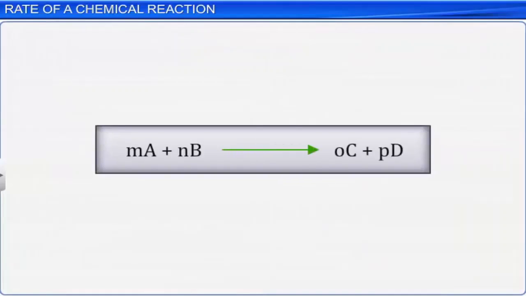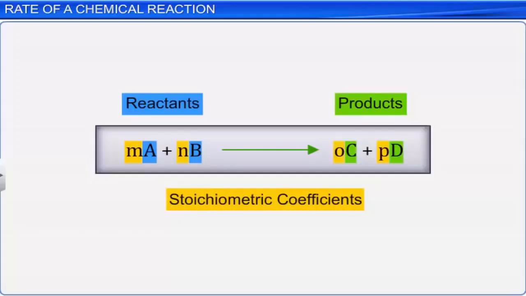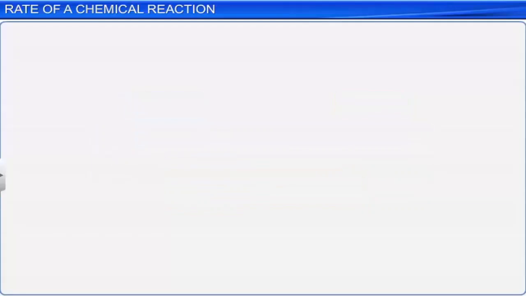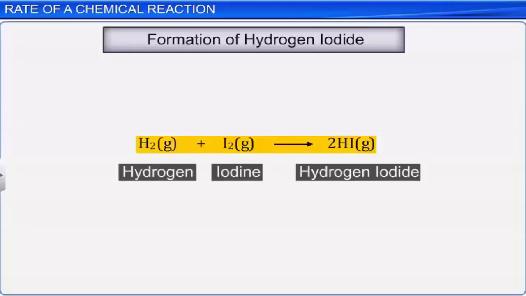The rate of reaction may not be the same with respect to all the reactants and products. It depends upon the stoichiometric coefficients of the reactants and the products in a balanced chemical equation. Let us consider the formation of hydrogen iodide from its constituents, hydrogen and iodine. The balanced equation for this reaction is shown here. In this case, 1 mole of hydrogen and 1 mole of iodine react to give 2 moles of hydrogen iodide.